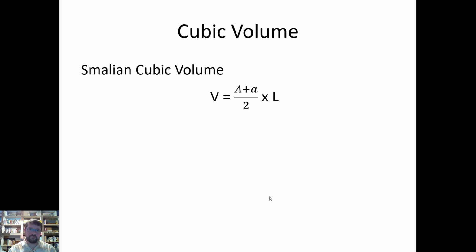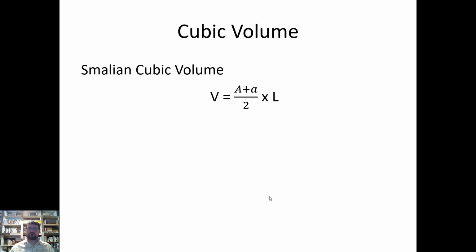All right, let's look at the cubic volume. The Smalian cubic volume is a little bit different. It's a little bit harder to calculate. Mainly when I say harder, it's not because the math is hard. The math is fairly easy. It's just calculating the volume.